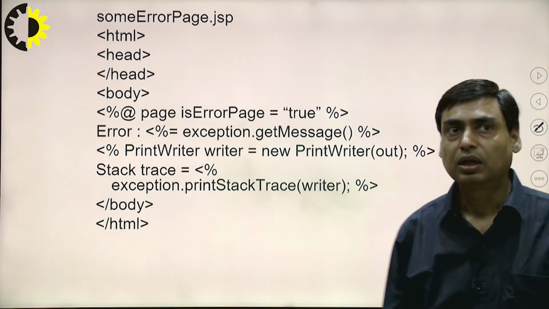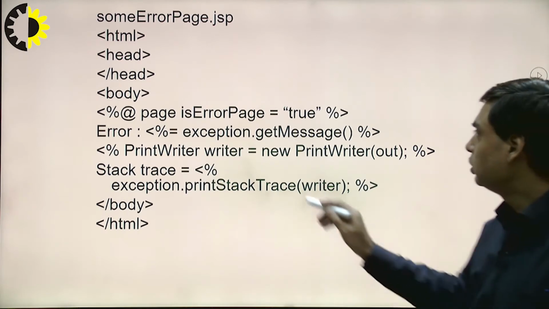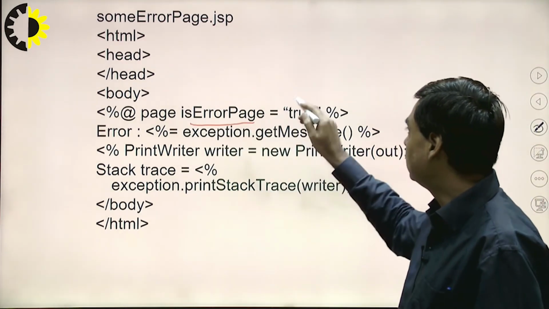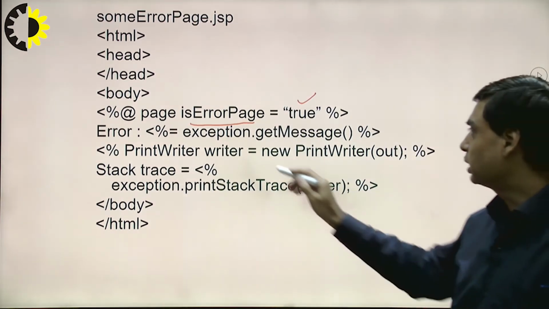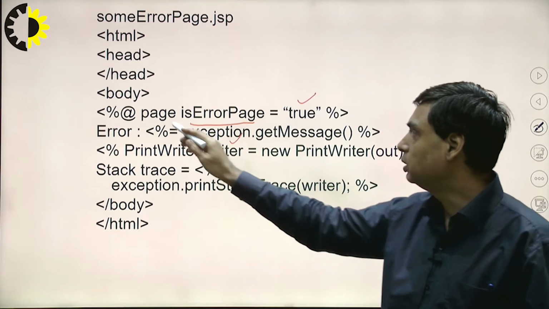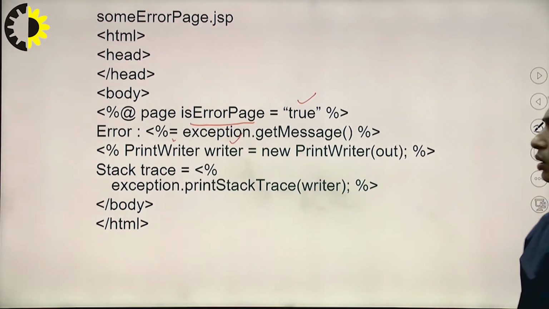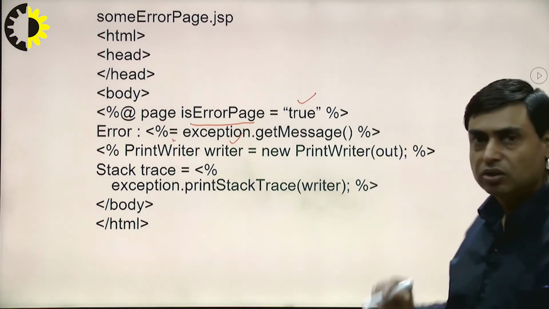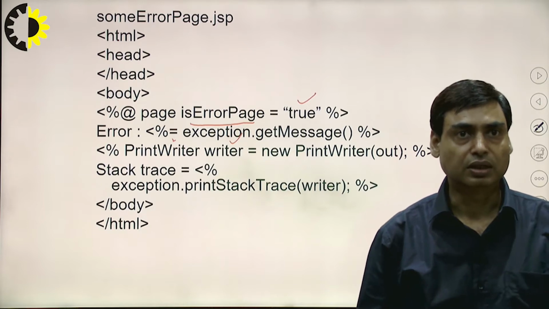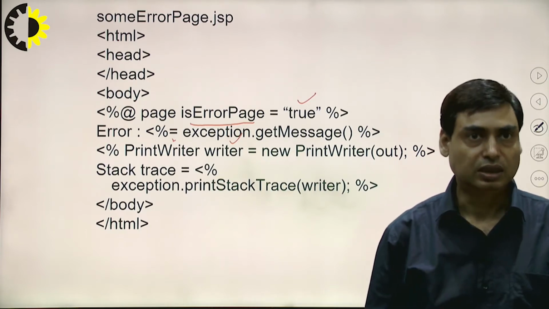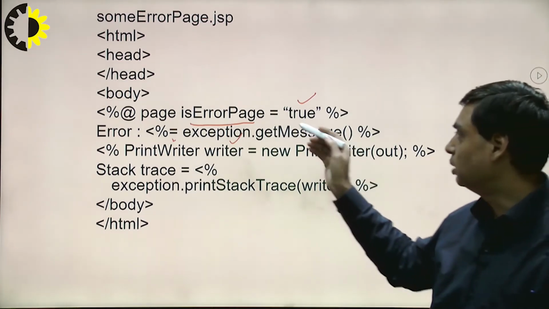Now, this is an example of using the isErrorPage attribute. Here we are using isErrorPage equal to true, because only then can we use the exception object. We are using the expression exception.getMessage(). It will display the message of the exception that was raised. In the earlier example, the exception was divide by 0, so it will display the divide by 0 message.